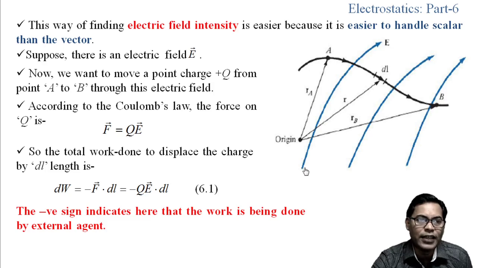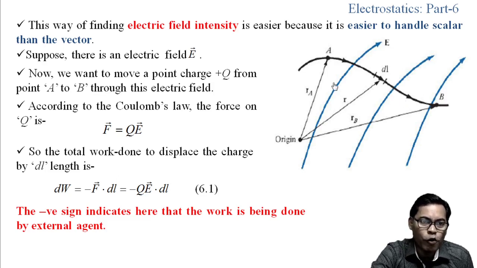Now to calculate the potential at a point, let us start from the diagram taken here. The blue line is showing the direction of the electric field. Now suppose we want to move a plus q charge from the point A to the point B through this path. According to Coulomb's law, the force on this plus q charge when it is moving from point A to point B, we can write as F equals Q into E, where E is the electric field intensity.